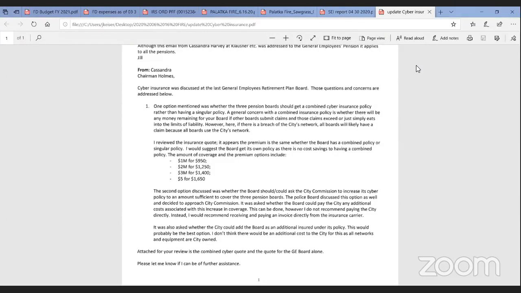Well, originally, go ahead, Cassandra. Okay. Originally, Cassandra had suggested a $5 million policy. However, after a lot of discussion through the different boards, a $2 million policy at least was juggled around by the different boards who are deciding on this issue. So that's why that $2 million. The police pension board made a motion to ask the city to increase their policy to $2 million. And that's where we're standing right now.